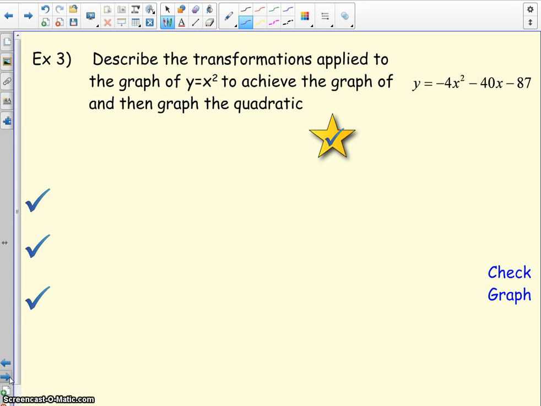Okay, let's take a look at the next one here. So here we want to find the transformations applied to y equals x squared to get our graph of y equals negative 4x squared minus 40x minus 87. Then it wants us to make a graph.